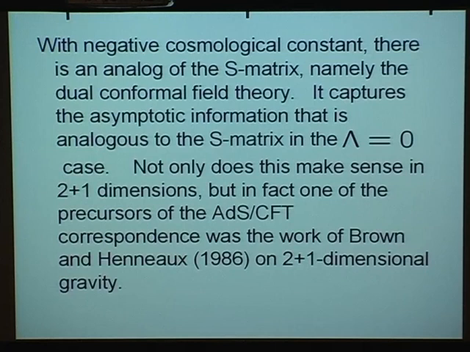Now, with negative cosmological constant, there's an analog of the S matrix, namely the correlation functions of the dual conformal field theory. And this captures the asymptotic information that's analogous to the S matrix for lambda equals 0. It's actually much richer than the S matrix. So not only for negative lambda is there an analog of the S matrix, but it's much richer. And not only it makes sense in 3 dimensions, but in fact one of the early precursors of the AdS-CFT correspondence was precisely in 3 dimensions in the work of Brown and Henneaux.